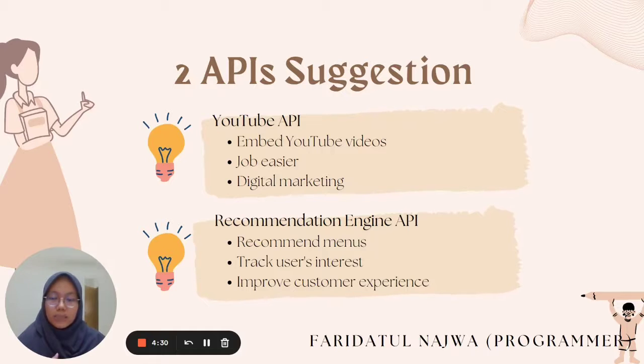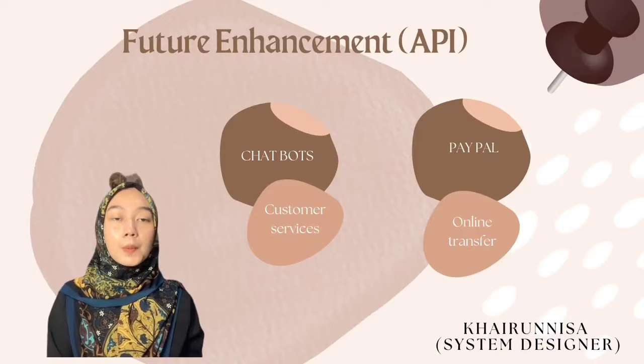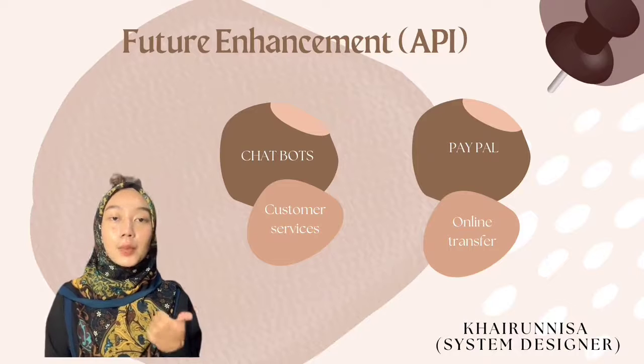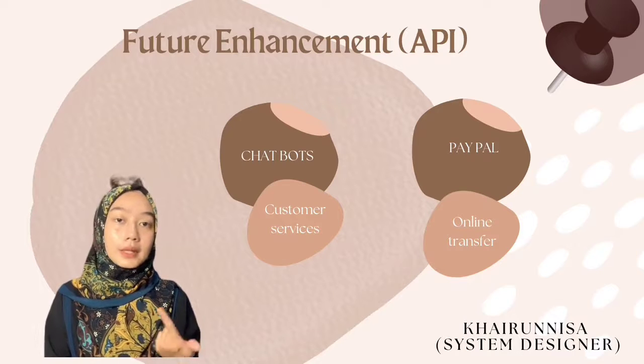And then the recommendation engine API. The recommendation engine API is used to recommend menus based on users' interests. Okay, we can track it maybe from the search button or order history and so on, and it will improve the customer's experience. The AirAsia Food should propose two APIs, which are Chatbot API and PayPal API.